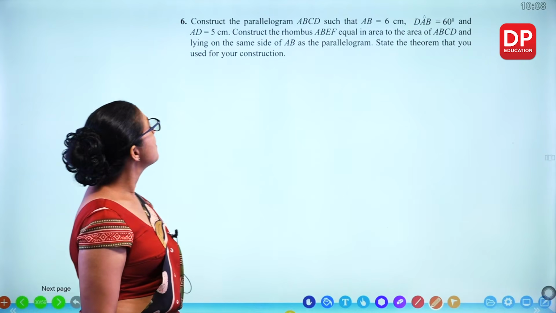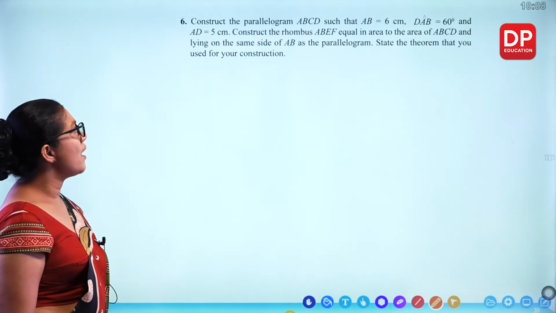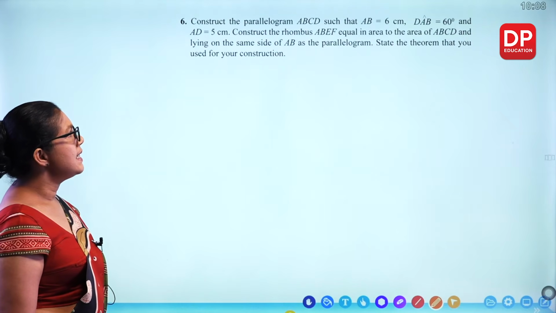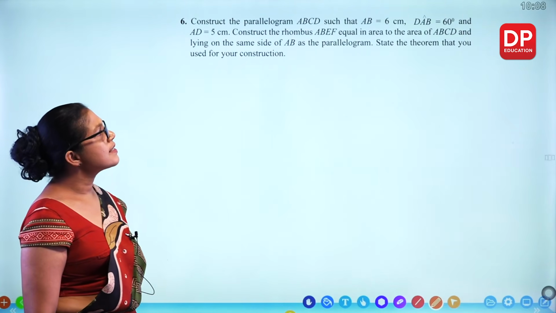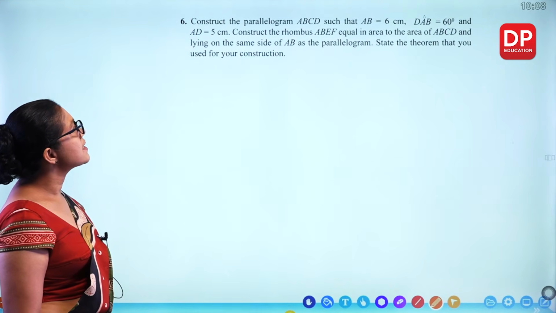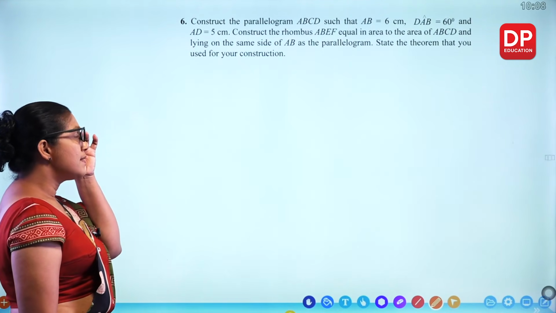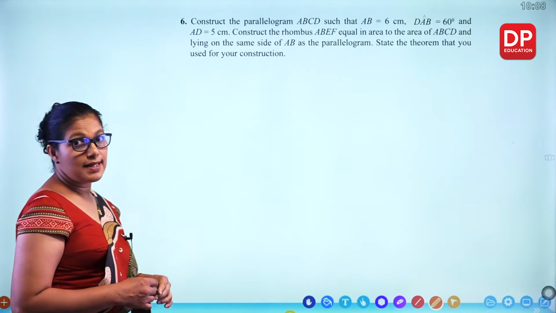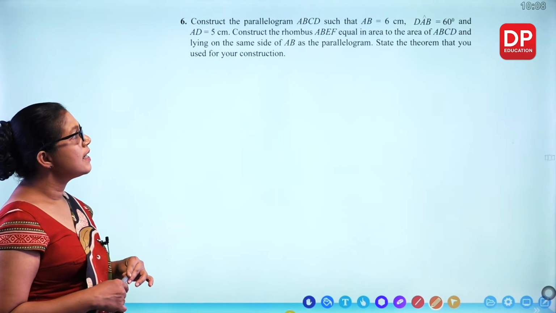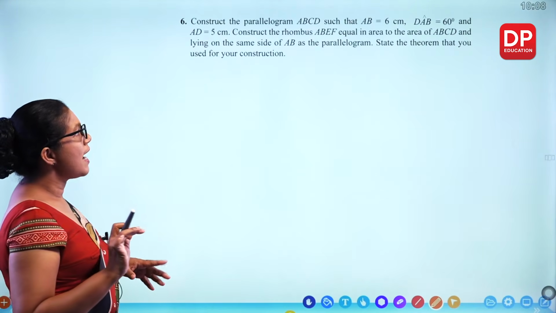Question number 6. Construct the parallelogram ABCD such that AB is 6, angle DAB is 60 degrees and AD is 5 centimeters. So you are asked to construct. You have done this in grade 10 class, so we'll try to sketch the diagram.